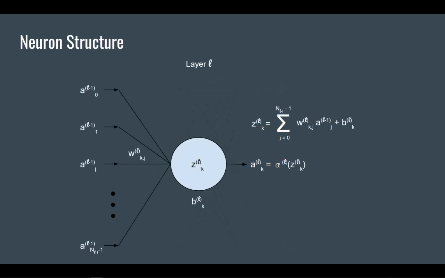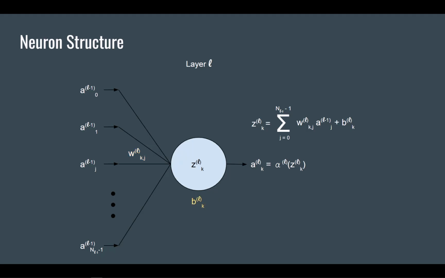We will now look specifically at an arbitrary neuron k in layer l. The inputs to the neuron are labeled as a superscript l minus 1 sub j, with j going from 0 to n sub l minus 1, minus 1. Each neuron in a layer is connected by weights to the inputs to the layer, which are either the inputs to the neural network or outputs of the previous layer. Their corresponding weight is labeled w superscript l sub k comma j. Notice that the weights belong to the neuron of this layer l, not to the neuron of the previous layer.